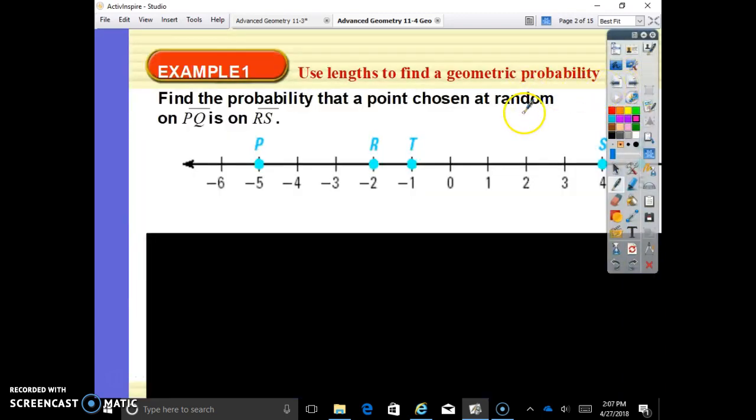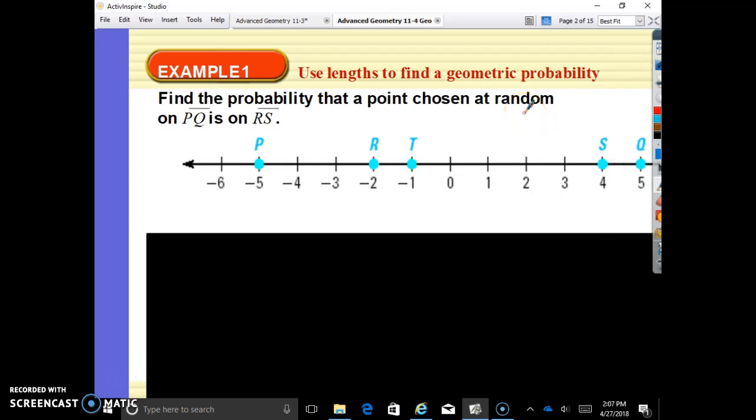Today's lesson is 11.4, Geometric Probability. Alright, so our first problem: find the probability that a point chosen at random on segment PQ is on segment RS. So let's see, how long is segment PQ?